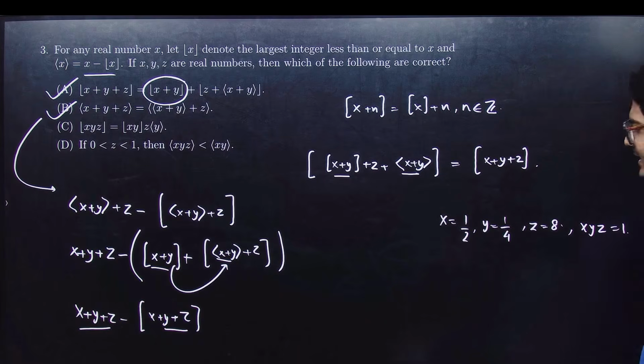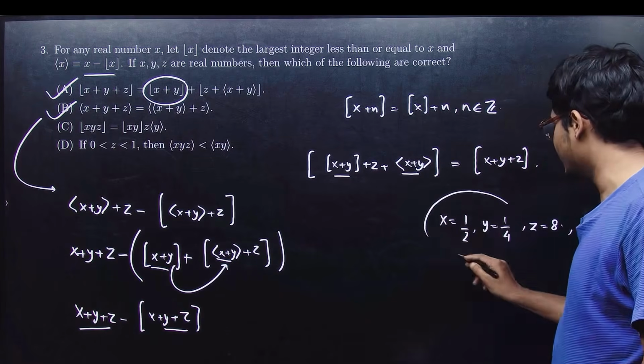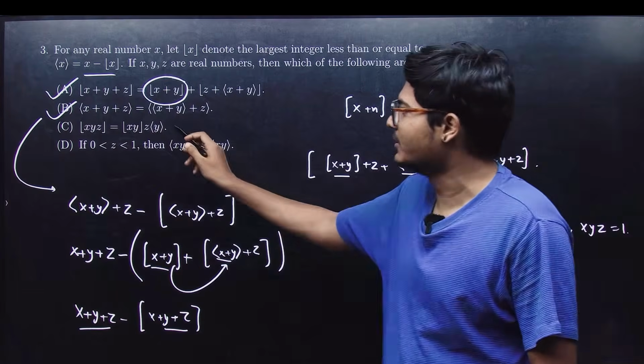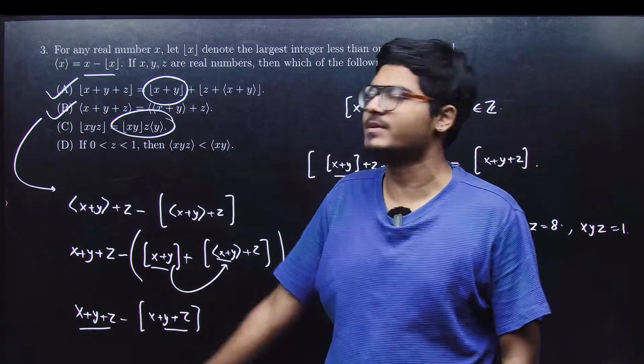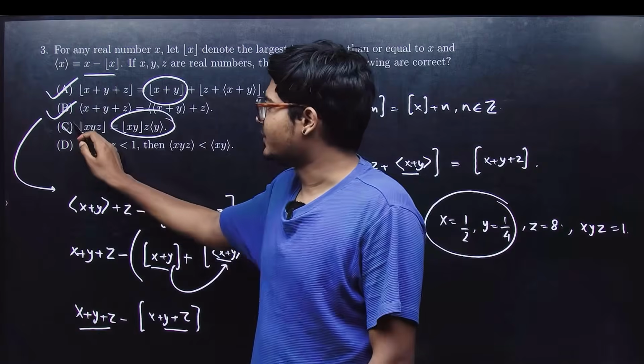Now if I look at the right hand side, fractional part of, so what is xy? Xy is 1 by 8, right? So the box of xy is going to be 0. So this quantity turns out to be 0, right? So this is incorrect for us.